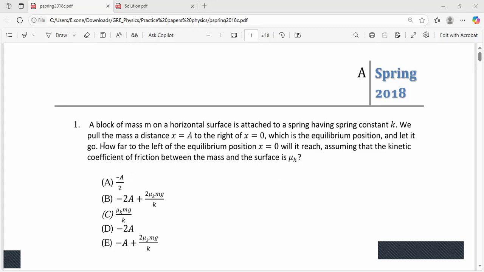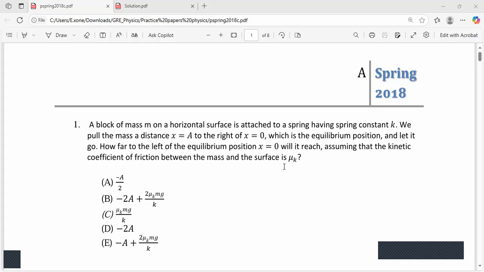The question is that a block of mass m on a horizontal surface is attached to a spring having spring constant k. We pull the mass a distance a to the right of x equal to 0, which is the equilibrium position, and let it go. How far to the left of the equilibrium position x equal to 0 will it reach? Assume that the kinetic coefficient of friction between the mass and the surface is mu k.